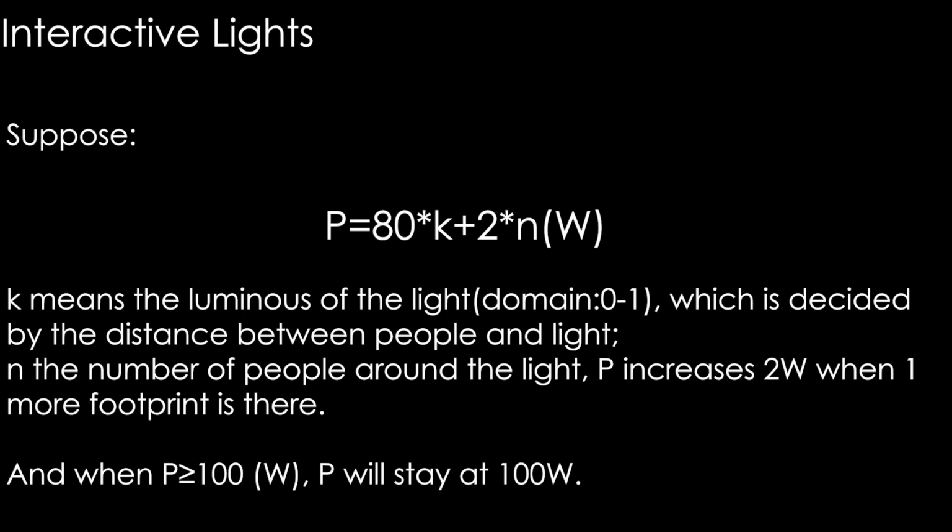And for the power of each interactive light, I set the formula as this: P equals 80 multiplied by K plus 2 multiplied by N. The unit is watts. K here means the luminance of the light. The domain is between 0 and 1, which is decided by the distance between the people and the light. And N is the number of footprints around the light. The power would increase 2 watts when one more footprint is added. Then when the power exceeds 100 watts, the power will stay at 100.